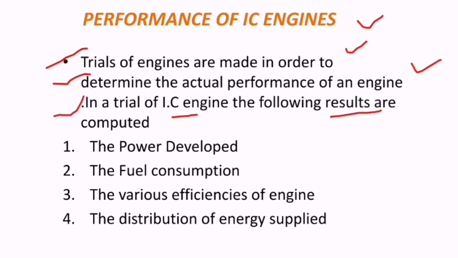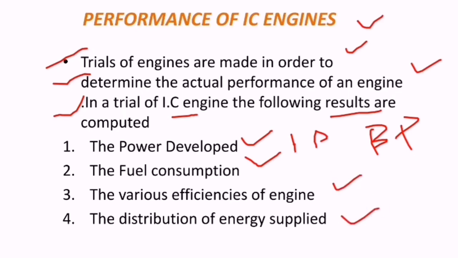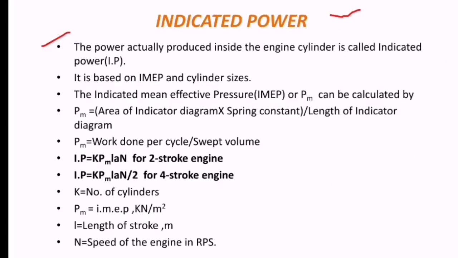So four things we need to find out from the performance of IC engines. One is the power developed, that may be IP or BP, indicated power and brake power; fuel consumption, SFC, specific fuel consumption; various efficiencies of the engine; and distribution of energy supplied. Indicated power means the power actually produced inside the engine cylinder. Whatever power is produced in the combustion chamber at the piston, we call it indicated power.